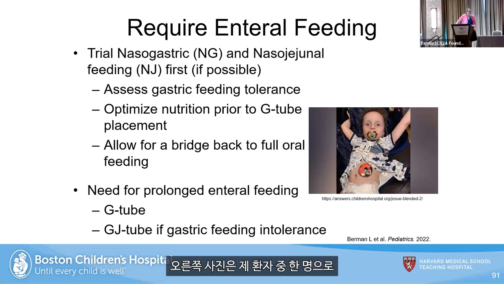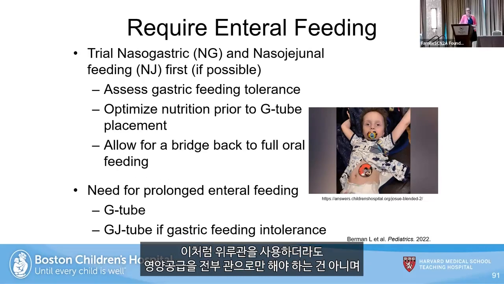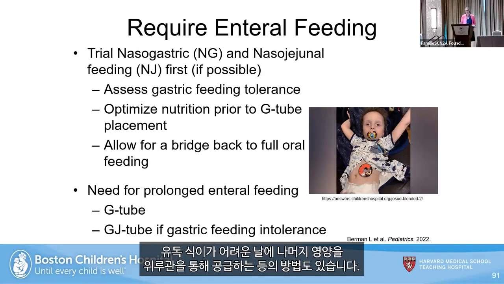And this is just one of my patients over here on the right. He doesn't have SCN2A, but he has another chromosomal abnormality. And it's just a reminder that G-tubes, like you've heard earlier this morning, are not all or nothing. We still have many patients that do a combination of feeding what they can by mouth, but if they get tired, or if it's just not a good feeding day, they can do the rest through the gastrostomy tube.